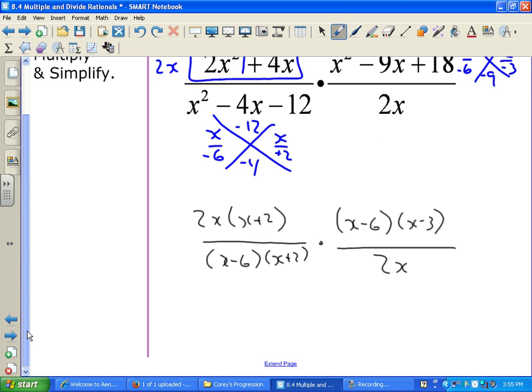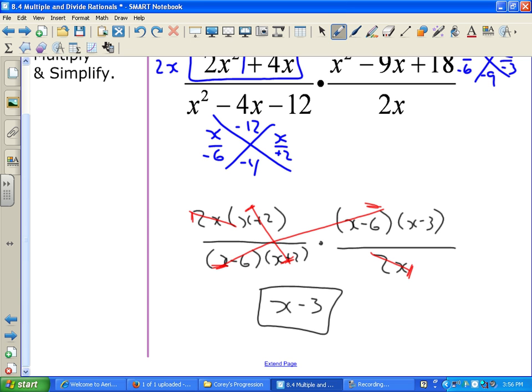Now that I've factored everything, everything is being multiplied at this point. I can simplify by using giant ones and reducing common factors. X plus 2's are a common factor. X minus 6's are a common factor. My 2x's are a common factor. And that leaves me with just x minus 3. In other words, everything's dropped out of this expression, and I'm left with x minus 3 by itself.